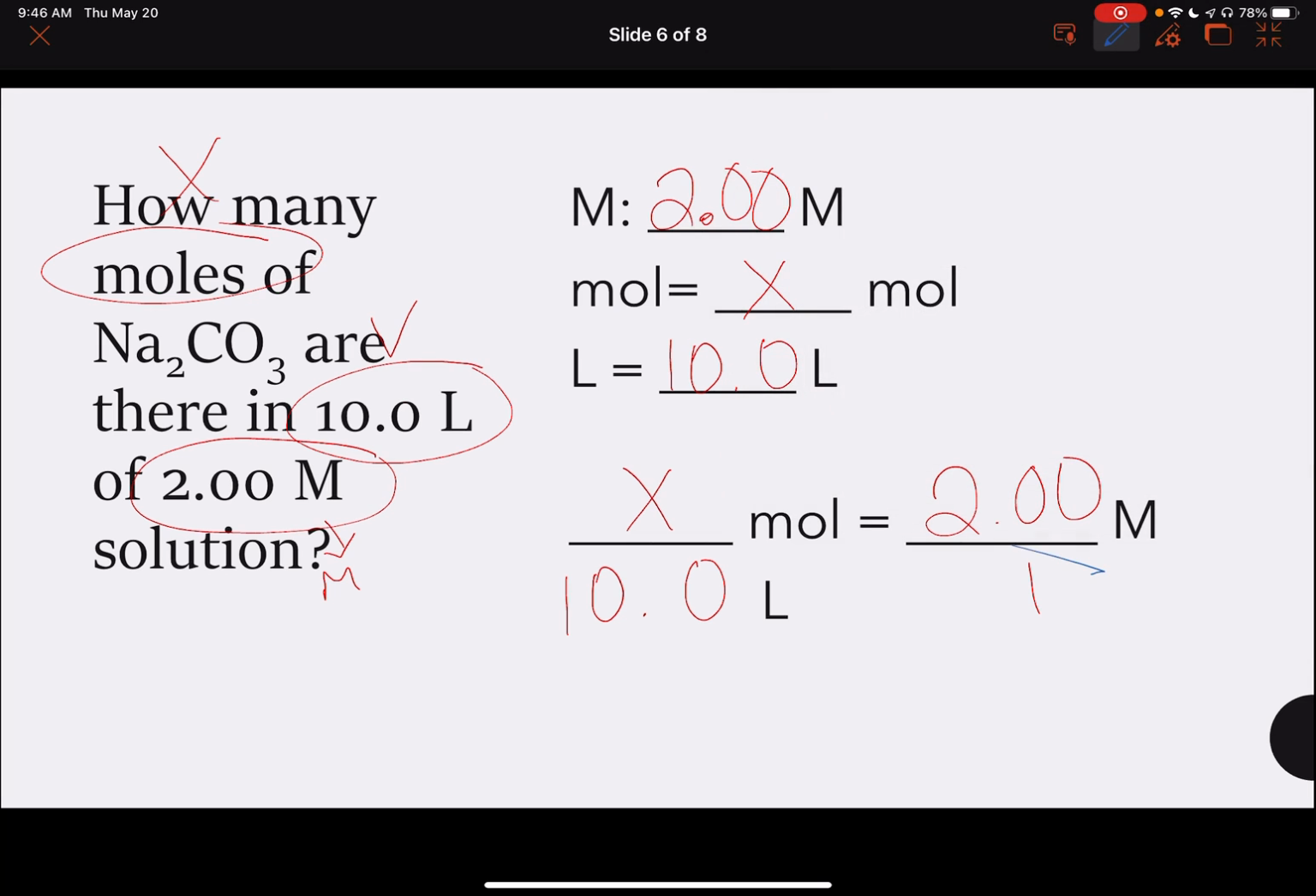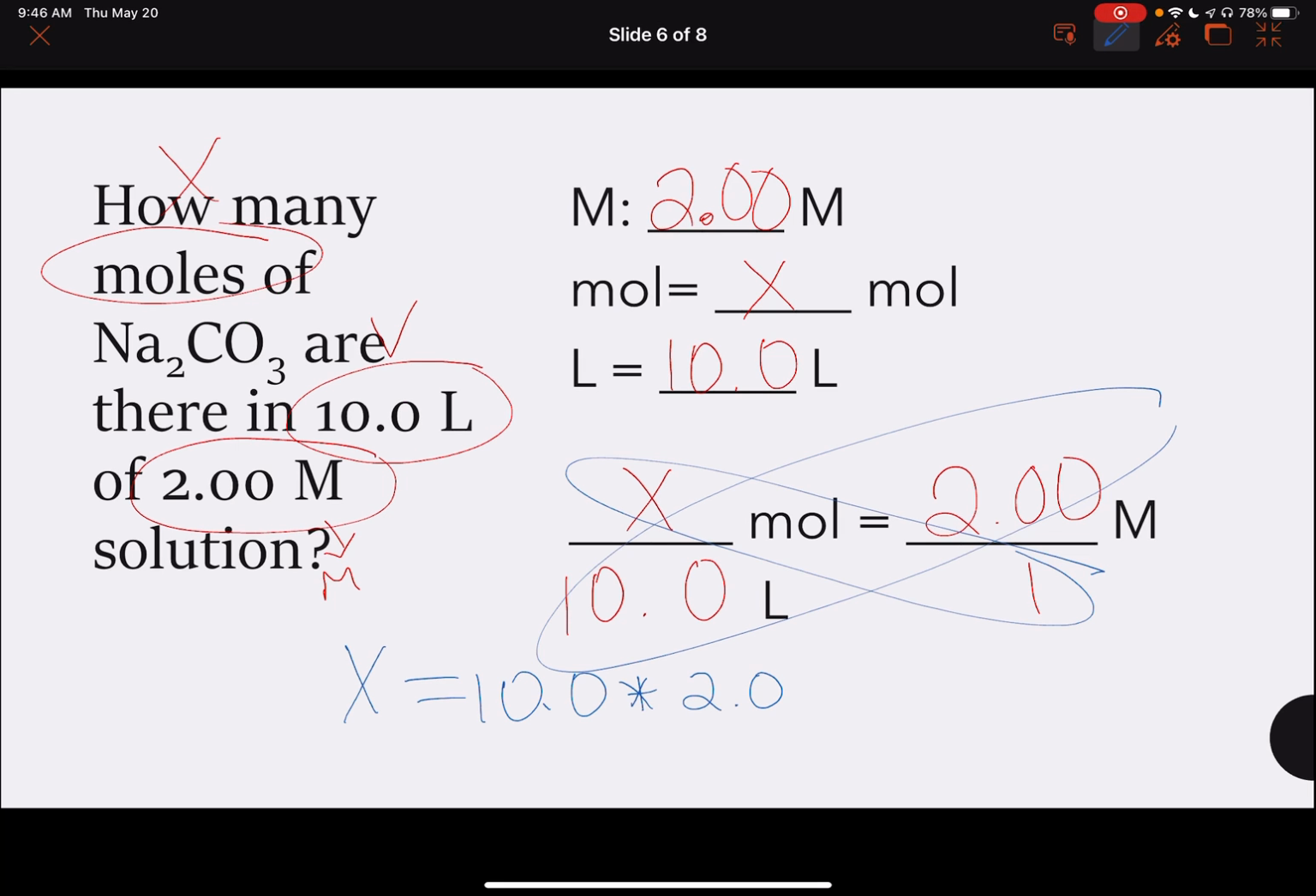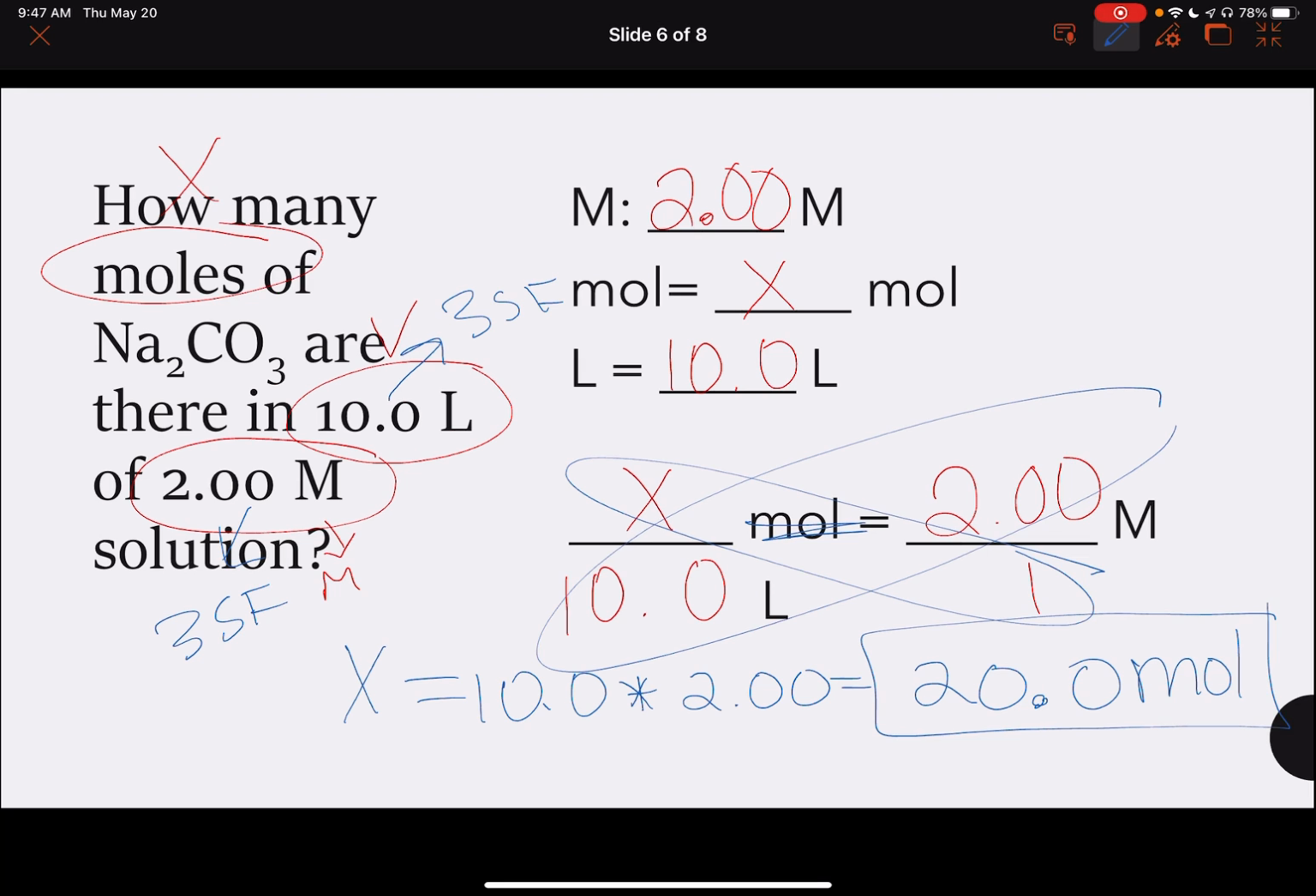To solve for this, I can cross multiply. So X times 1 is X, and then 10.0 times 2.00 gives us 20. Now, if we're looking at sig figs, this has 3 sig figs, this has 3 sig figs, so I would just see as an answer choice 20.0. Now, its unit is what goes with X, so we would have 20 moles in this sample of Na2CO3.